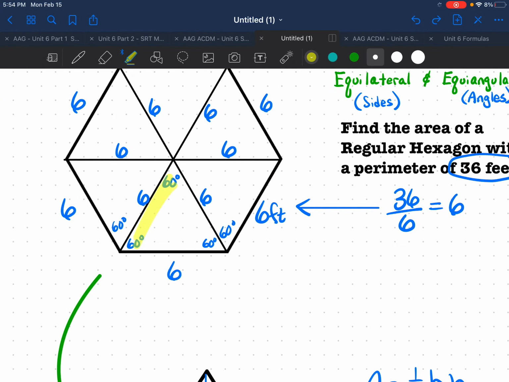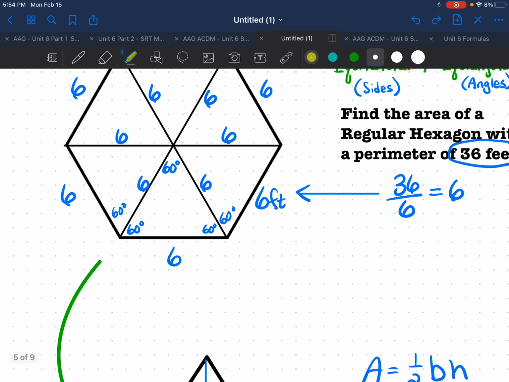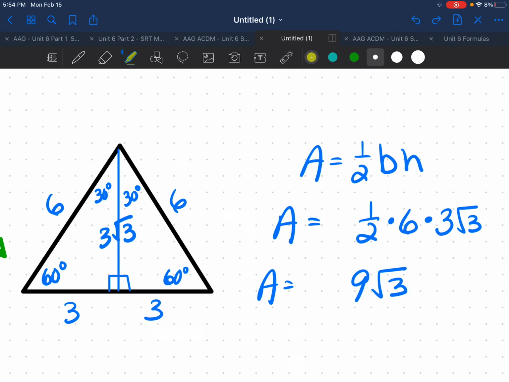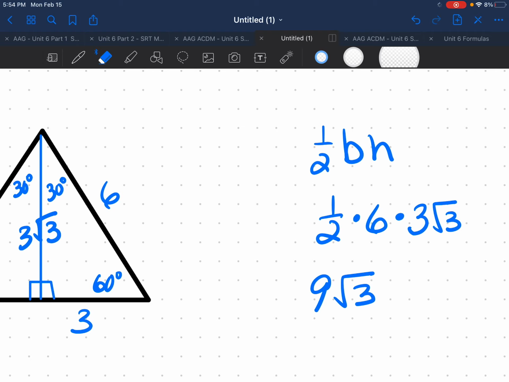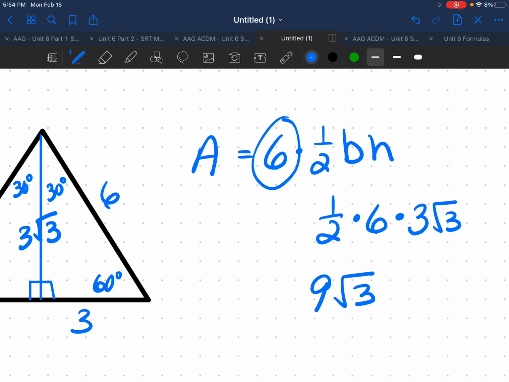Now think about it. If this is 9 radical 3 feet squared, then this is 9 radical 3 feet squared, and so is this, etc., etc. So here's how we're going to tweak our formula. In order to find the area of the entire hexagon, I'm going to delete these capital A's for a second. If we want to find the area of our entire hexagon, we're going to have 6 times 1/2 base times height, because there are 6 equilateral triangles. I'll use parentheses here: in here will represent the area of 1 equilateral triangle, and then we're going to multiply it by 6.